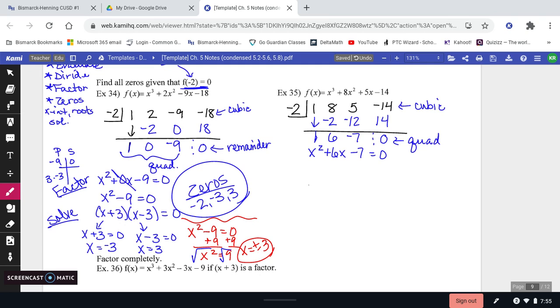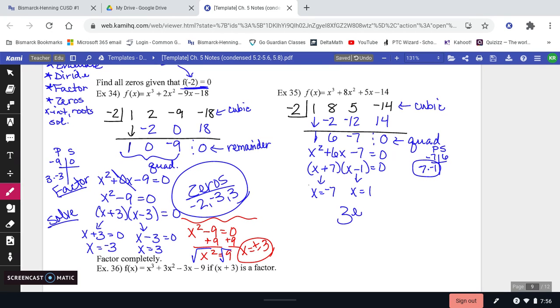This is a trinomial. I would factor. This one's going to factor easy. So product sum table, negative 7 for your product, 6 for your sum, 7 and negative 1 will be the right combination. So this factors x plus 7, x minus 1, and then I can solve it. So this will be negative 7. This one will be positive 1.